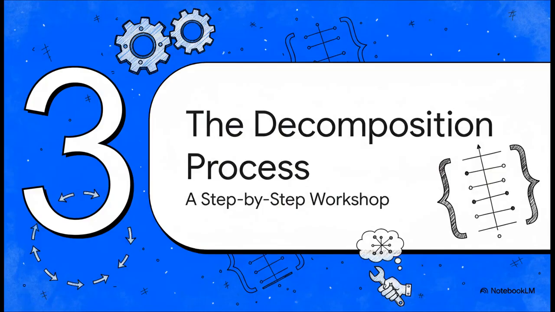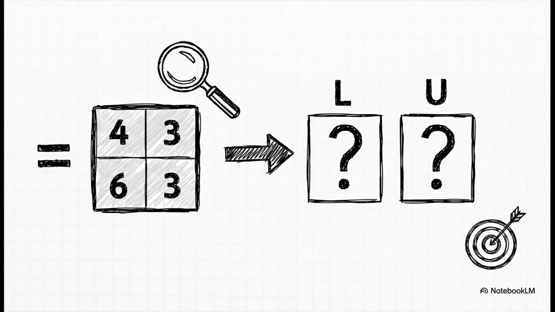Okay, theory's great, but let's actually see how this is done. It's time to roll up our sleeves. We're going to walk through this together step by step, just like a hands-on workshop. We're going to use this simple 2x2 matrix from our source material. This way, we can see all the moving parts without getting lost in a huge grid of numbers. So, our matrix A has a top row of 4 and 3 and a bottom row of 6 and 3. Our mission? Find its L and U matrices.